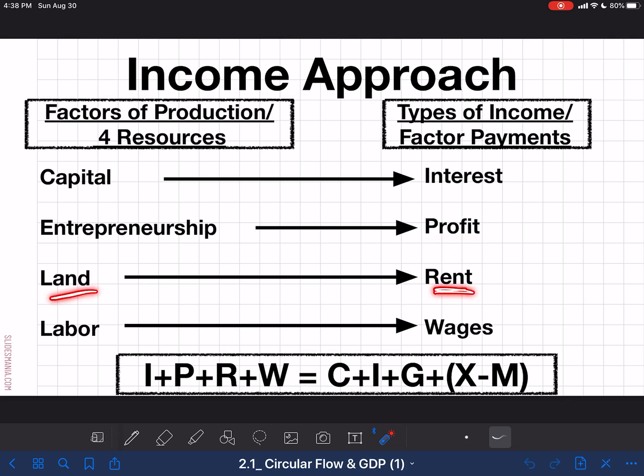Land earns rent. And then labor, which is what most of us are going to provide to the economy, is going to earn a wage. So the income approach is IPWR, and it should, in theory, equal our spending approach because we shouldn't spend more than we make, but that's not always true. So we tend to fall towards the expenditure approach a little bit more because this happens to be the bigger number than the income approach.